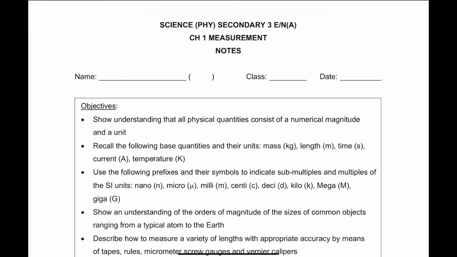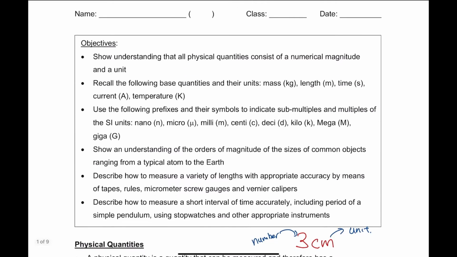Okay, today what we're going to do is mainly go through Chapter 1 of your O level or N level science, physics, syllabus. You can pause the video right now to take a look at the objectives of this entire topic.